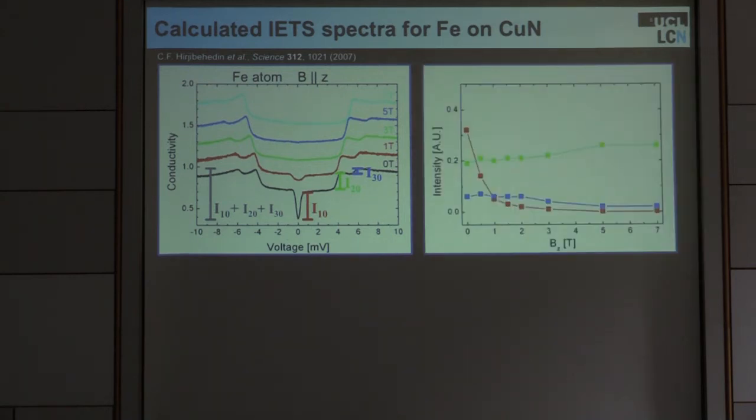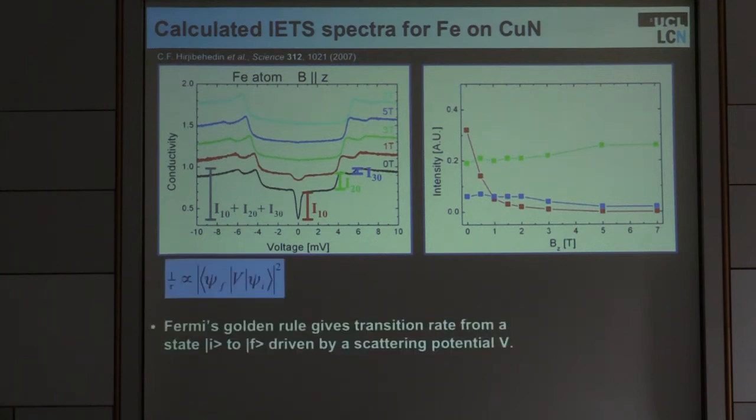So we can plot this as a function of magnetic field. You see very clearly that the first transition gets very, very weak very quickly with magnetic field. The second one gets a little bit stronger, and the third one gets a little bit weaker. So how can we try to understand where this comes from? Well, we can basically use a simple Fermi's golden rule approach to try to model this.